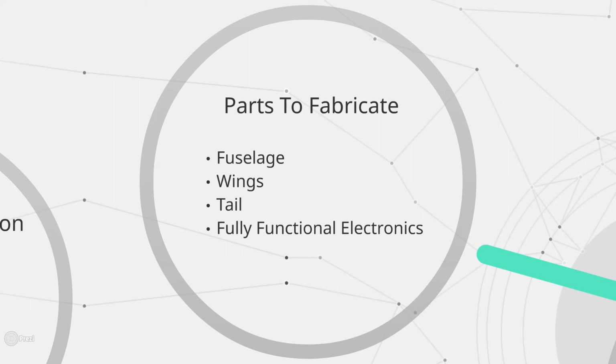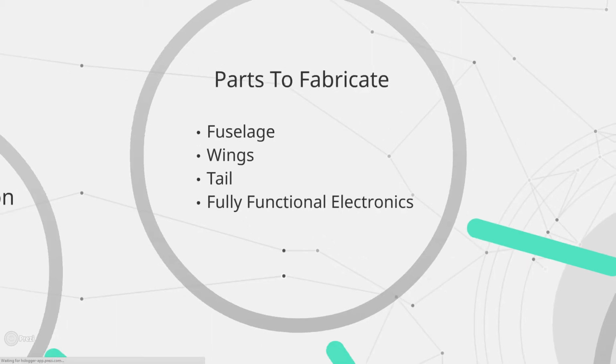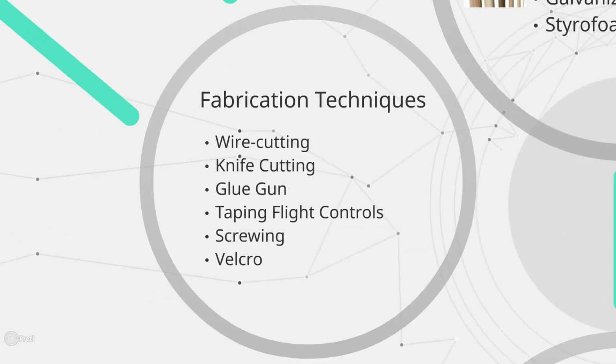For our parts to fabricate, we have the fuselage, wings, tail, and fully functional electronics. For the fabrication techniques, we are using wire cutting, knife cutting, glue gun, taping the flight controls, screwing, and velcro.